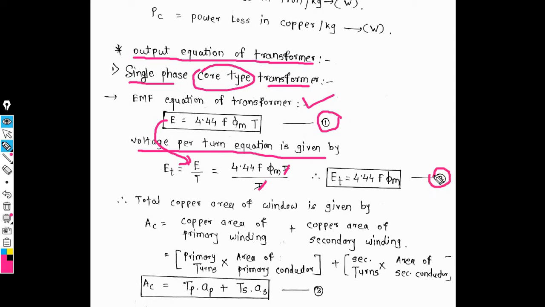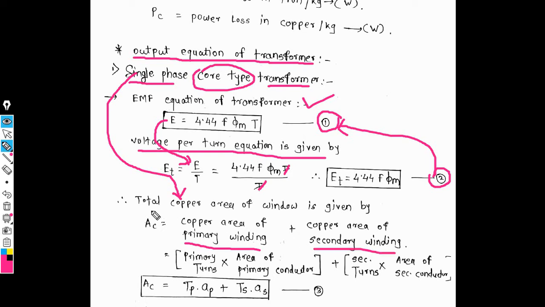This is the second equation of the transformer, but this second equation totally depends on the EMF equation of the transformer. Now in this equation we have to consider a single phase core type transformer, in which we have to find the total copper area of the window. We need the total copper area of the window, which is made from copper material used in the primary winding and copper material used in the secondary winding.